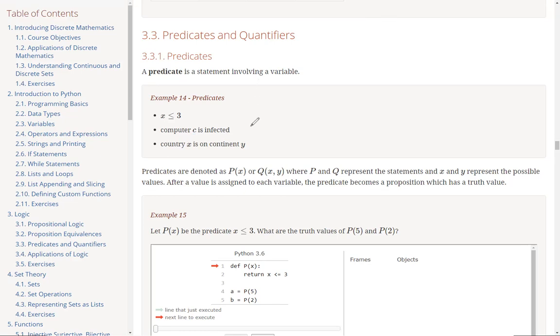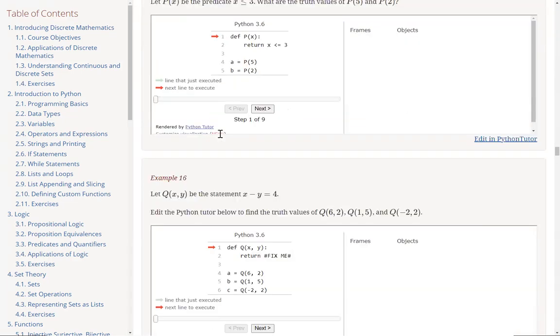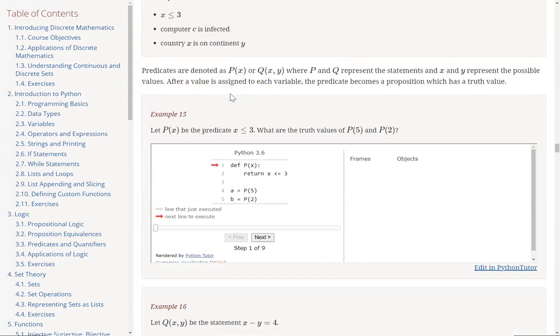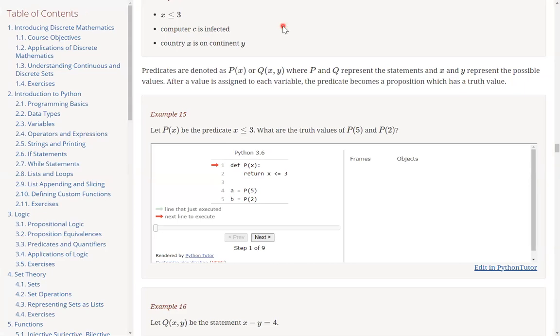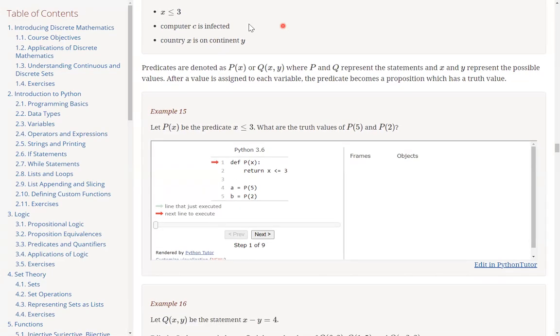Now, we typically denote predicates with what looks like function notation. So we can say the predicate P of X, or the predicate Q of X and Y, where P and Q represent the statements and X and Y represent the possible values. So here's an example that also shows how we can do this with Python. So P of X is going to be the predicate X is less than or equal to 3.